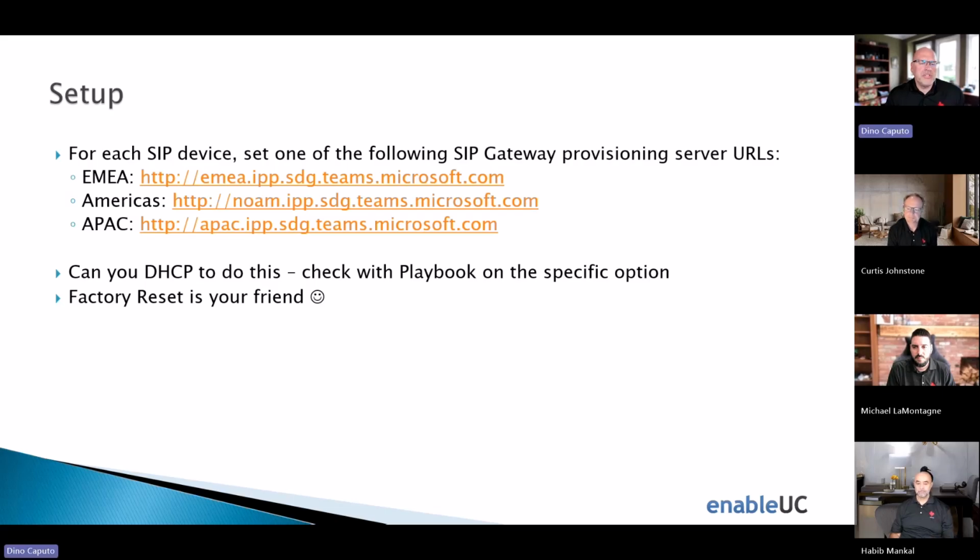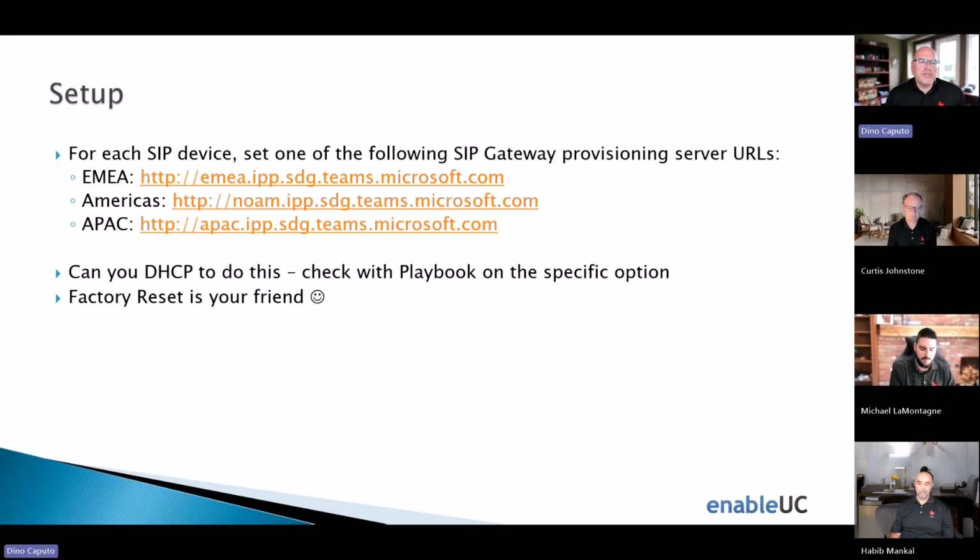You can do this with DHCP too, and again, the playbook will tell you the specific option the phone supports. So you could deploy this at scale for multiple devices. But when testing this out, you probably just want to test a couple of devices. You can just manually assign this provisioning URL.